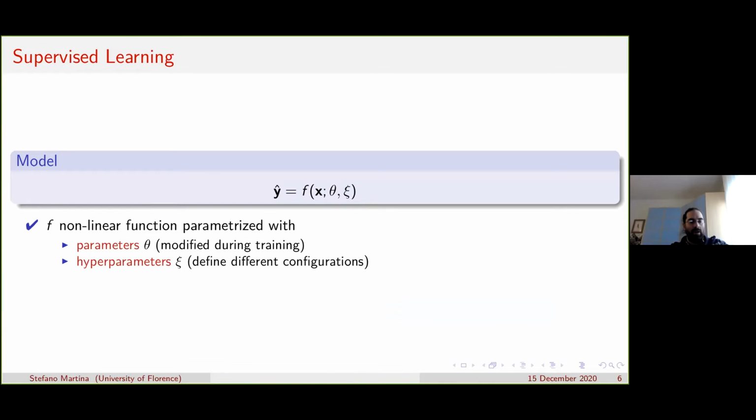So now we talk about the machine learning methods, and in general we can formalize a machine learning method as a nonlinear function that is parameterized with parameters theta that are modified during the training, and hyperparameters xi that are fixed during the training and are used to change the different model configurations.